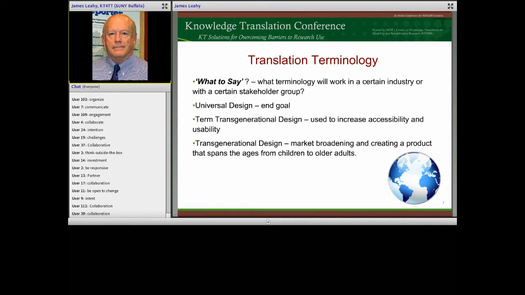If I use the term universal design to those companies, the companies immediately think of the need for multiple activation methods for a product, which may be too costly or too much of a risk for a company, and they wouldn't be interested. With transgenerational design, usability and accessibility improvements may be obtained gradually over time as the cost of new activation technology decreases. The bottom line here is you have to know your audience and how not to alienate them by the terminology you may be using.